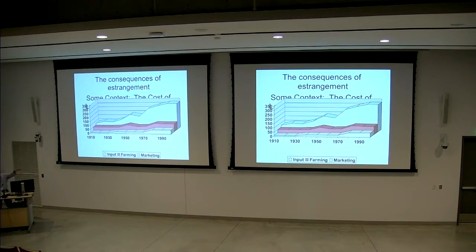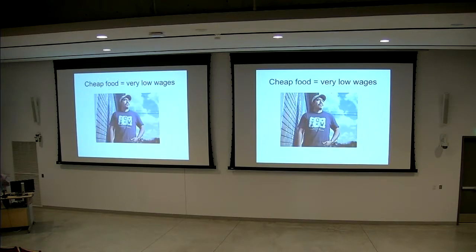What the local food movement has helped to do is call attention to just how the farmer's share keeps getting smaller and smaller, and most of the food dollar has nothing to do with farming. Also, the local food movement has tried to capture some of that processing, distribution, and aggregation, which is a good thing. So again, among the consequences of this estrangement is the low wages that farmers make and farm workers.